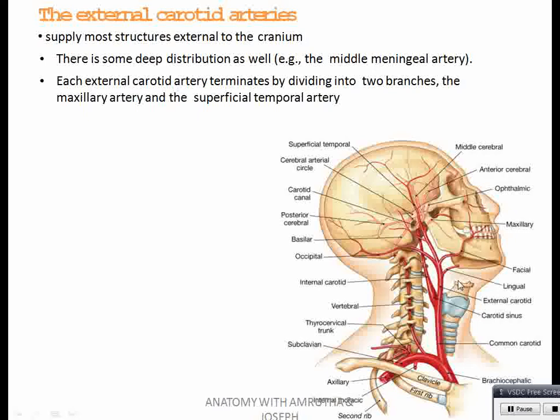Each external carotid artery terminates by dividing into two branches, the maxillary artery and the superficial temporal artery. So at the end, the external carotid artery divides into two branches, which are called terminal branches: the maxillary artery and the superficial temporal artery.